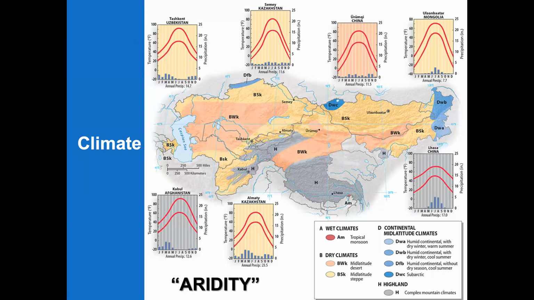Here's the climate. The definition of the region is arid. So aridity is the one word I would choose. B climates, BW and BSK. Notice mid-latitude desert, mid-latitude steppe. And if you've never heard of the word steppe, a steppe would be like Western Kansas, Western Oklahoma, Western Texas, Nebraska, North and South Dakota. That's a steppe.